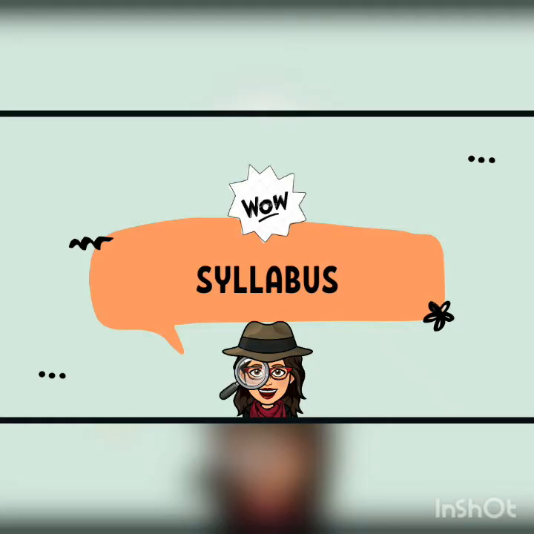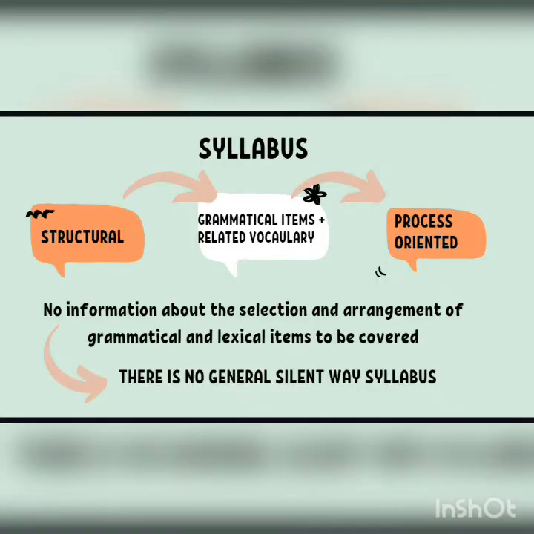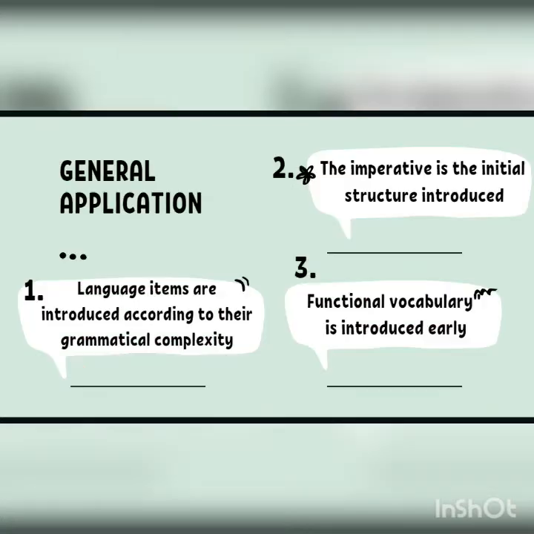Let's now talk about the syllabus. This method adopts a structural syllabus with lesson plans around grammatical items and related vocabulary. Therefore, we can say that they are product-oriented. However, Gattegno does not provide details as to the precise selection and arrangement of grammatical and lexical items to be covered. Therefore, we can say that there is no general Silent Way syllabus.